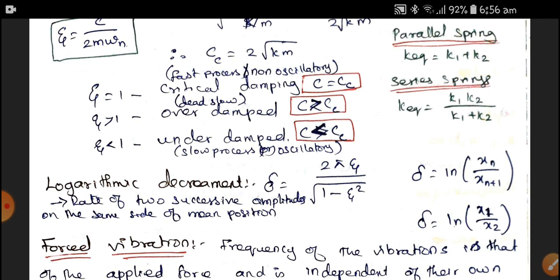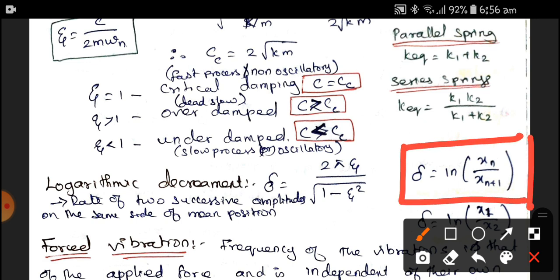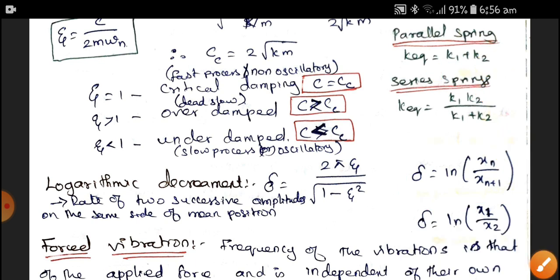Delta is equal to 2 pi into damping factor divided by square root of 1 minus damping factor, the whole square. And here we have another formula, delta is equal to ln, the natural logarithm, of xn divided by xn plus 1. If we consider the logarithmic decrement of the first and second oscillation, n becomes 1 and n plus 1 becomes 2. Therefore, the formula becomes delta is equal to ln of x1 by x2. So that is all about free vibration.